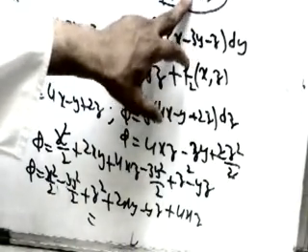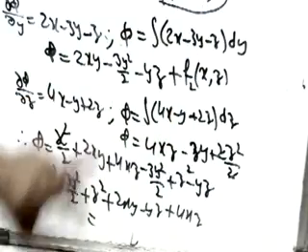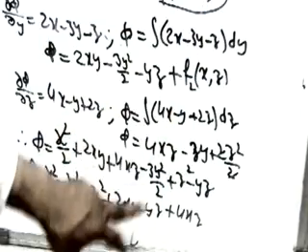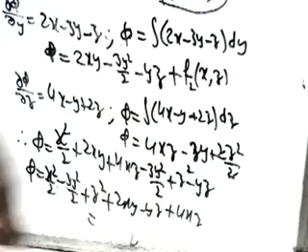Then we have to write the terms of y, terms of z and terms of yz. So the term of y is minus 3y square by 2. The term of z is z square. The term of yz is minus yz. So this is the answer.